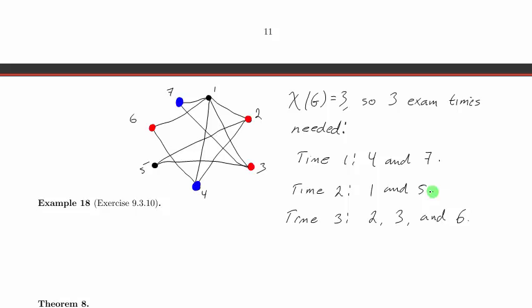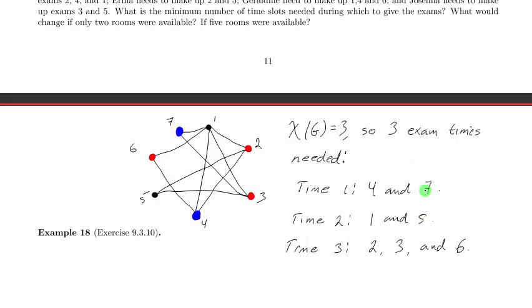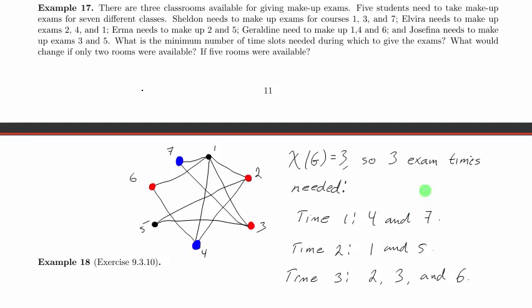So those exams can be going on simultaneously. Now, do I need to have all 3 classrooms? Well, it depends. If I'm going to be giving exams in the same classroom for different exams, then I just need 1 classroom for each of these times.